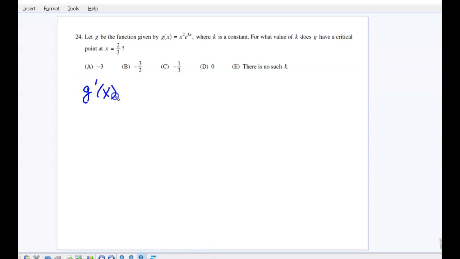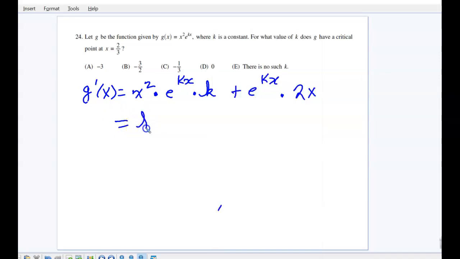So the first thing I have to do is take the first derivative, which is going to be the product rule. So it's going to be the first function times the derivative of the second, which is an exponential, which is itself, times the derivative of the exponent, plus the second function, which is e to the kx, times the derivative of the first, which is 2x. So if I clean this up a little bit, it's going to be k e to the kx x squared plus 2x e to the kx.